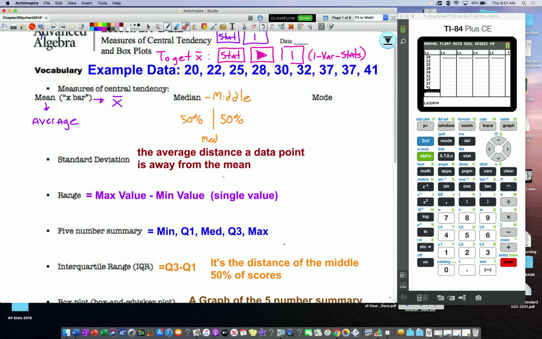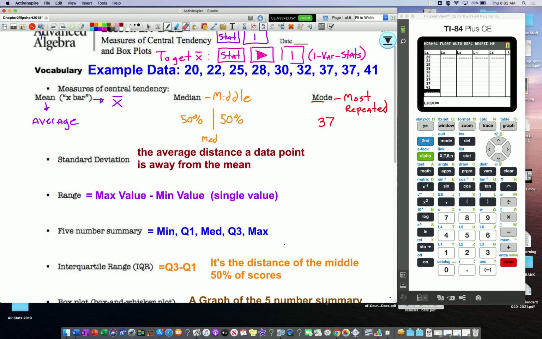So mode, you guys probably remember this, MO, remember that? It's the most repeated value. So in our case, I'm actually just going to go right away and look here and say, 37 was the only one that was repeated, so 37 is our mode. Now, if all the numbers are different, you have no mode. However, you could have multiple modes. You could have two modes, which sometimes we refer to as bimodal.